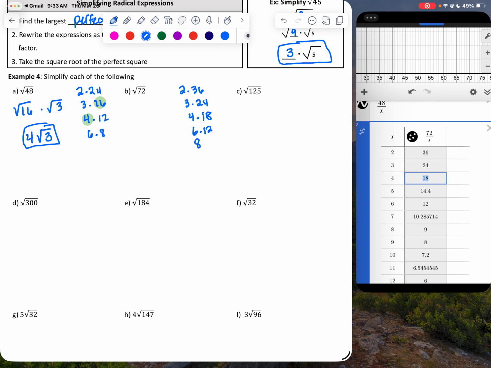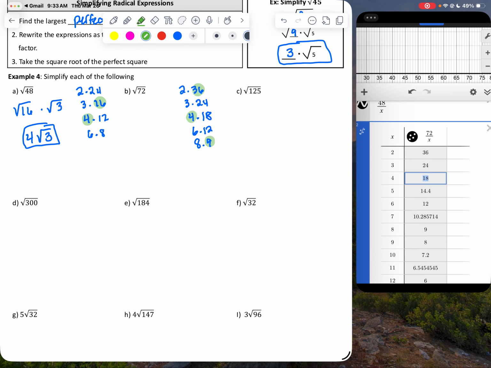8 times 9, and then 9 times 8. So I came to a repeater, so I know this is all my factors. Now I want to look through there, and I'm going to highlight my perfect squares. 36 is a perfect square. 4 is a perfect square. 9 is a perfect square.